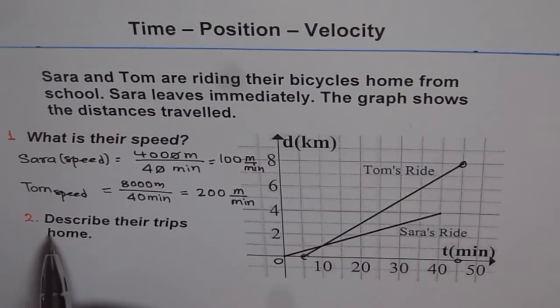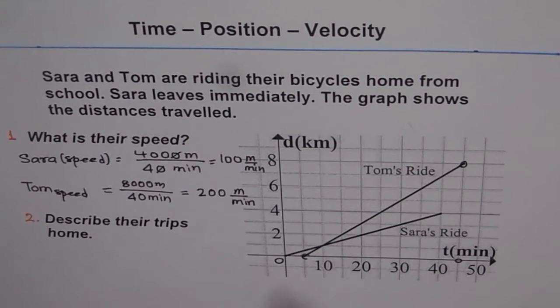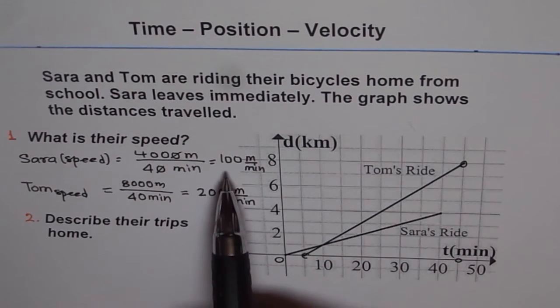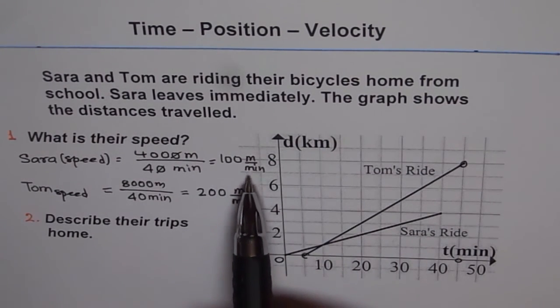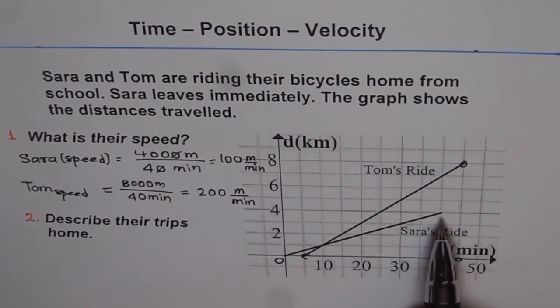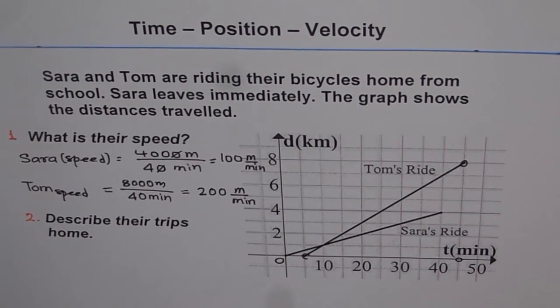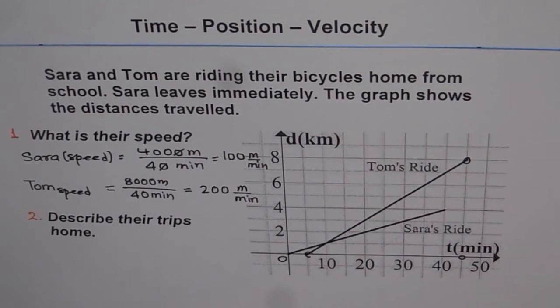Now, describe their trips. To describe, let's start with Sarah. So Sarah starts immediately from school, heads home at an average or steady pace of 100 meters per minute. She covers a distance of 4 kilometers in 40 minutes, right? So that is how we can describe Sarah's ride home.